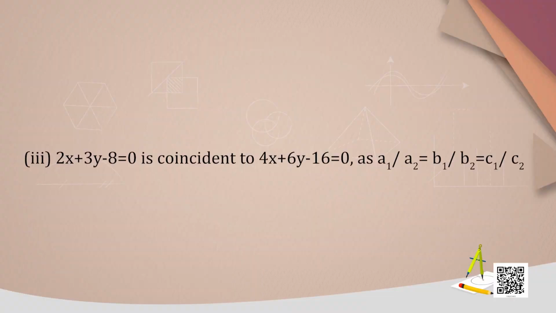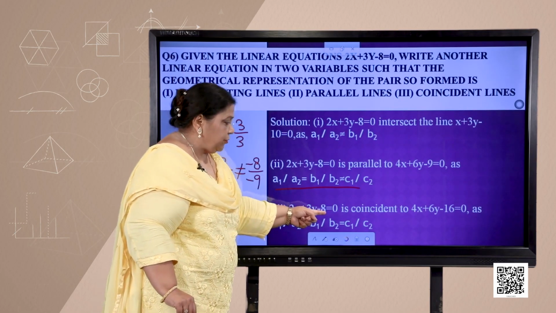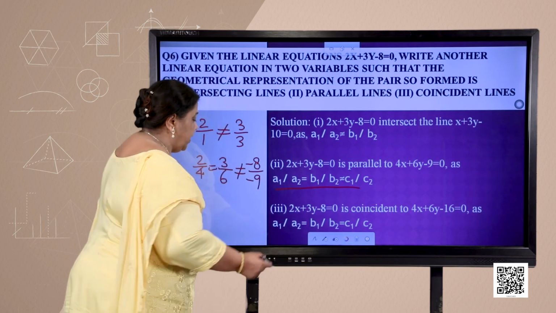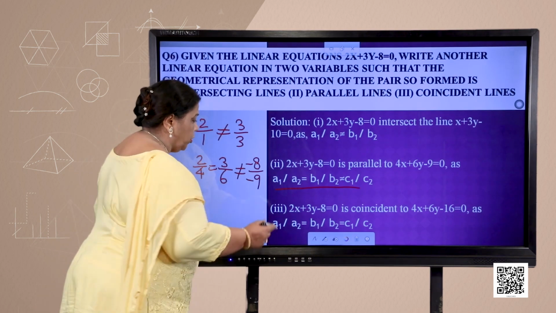In the third case, 2x plus 3y minus 8 is equal to 0, I require a coincident line. It is easily obtained here. You see, we have multiplied this equation just by 2. And what is the condition we obtain? a1 upon a2 is equal to b1 upon b2 is equal to c1 upon c2.